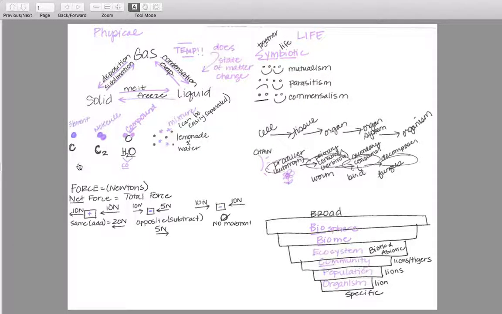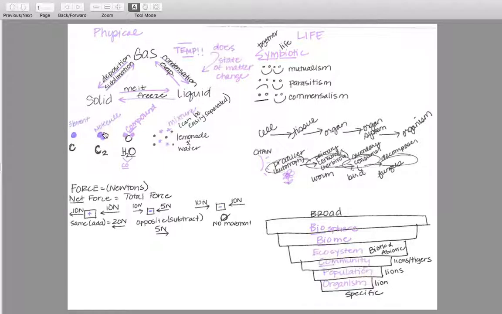The other thing with physical science is reviewing how elements make up molecules and compounds and mixtures, and the differences between them. An element is just one type of atom, like here, a little purple dot. An example could be carbon, shown with a letter C, or hydrogen, shown with a letter H, or oxygen, shown with a letter O. So think about the periodic table for elements.